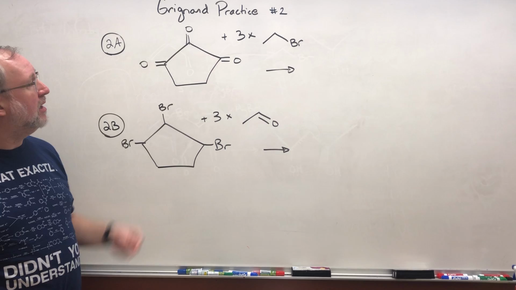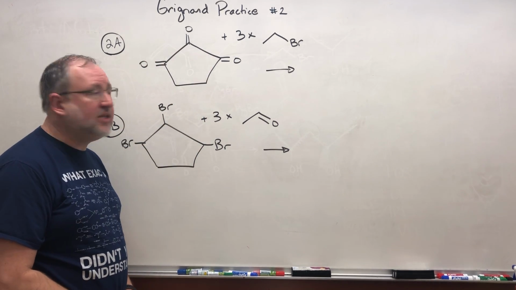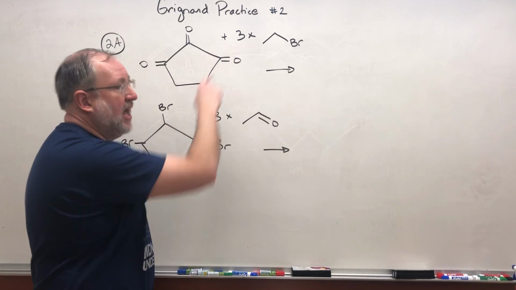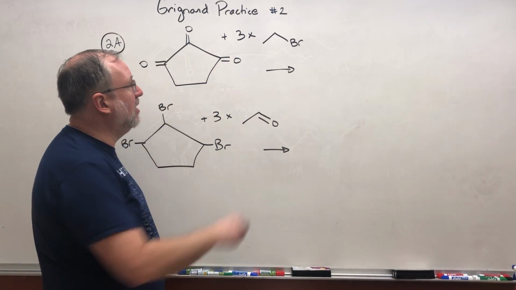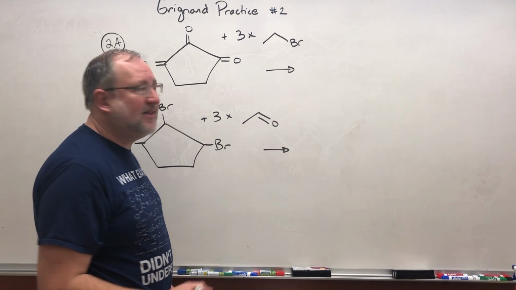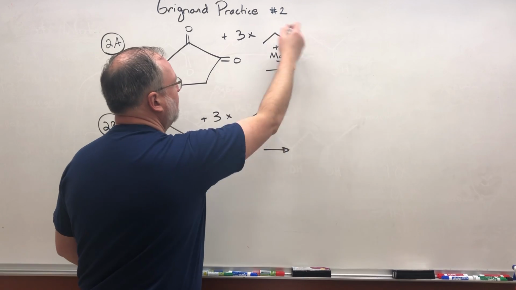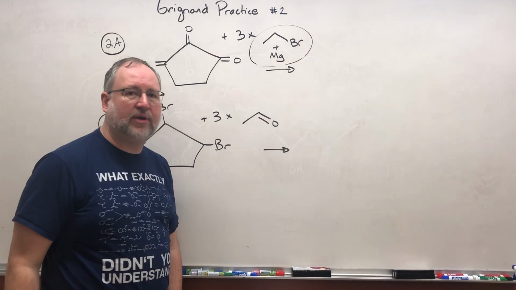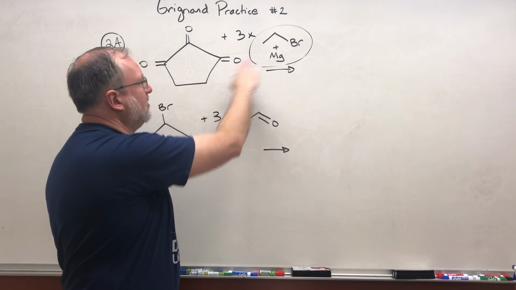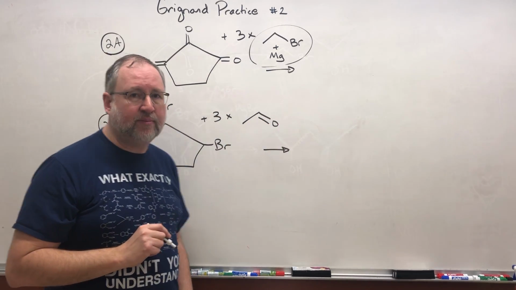In 2A, we have something that has 3 different ketones present, and we're going to add 3 equivalents or 3 moles of this bromoethane. Let's treat this bromoethane with magnesium in the presence of ether to make this our Grignard reagent. What happens when this Grignard reagent reacts with this, right? You'll want to put your answer over here.